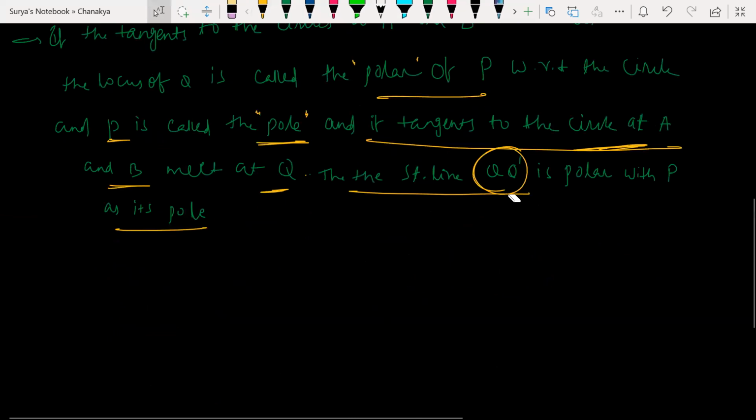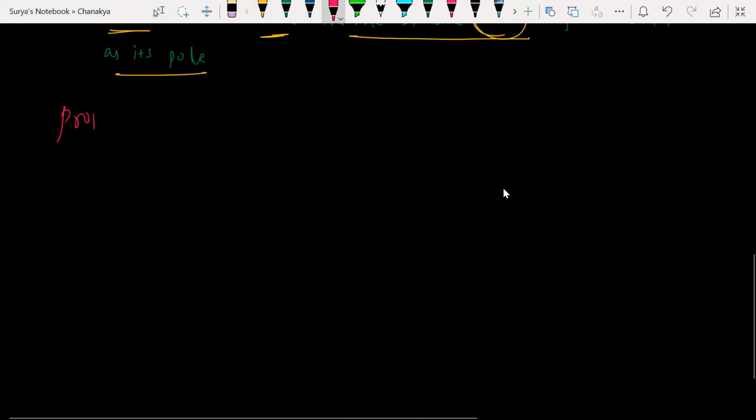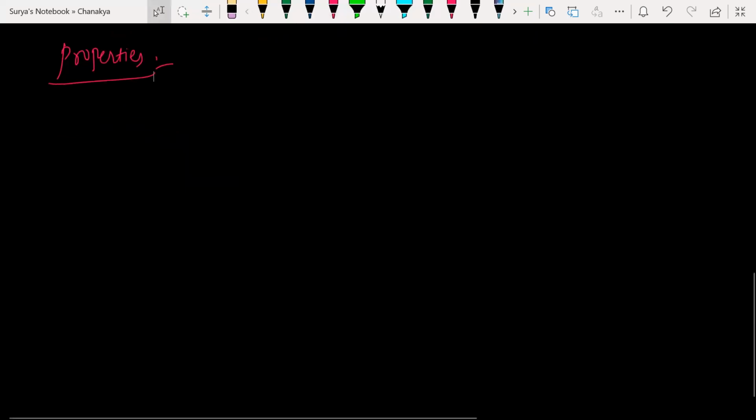Now after this you have properties. Basically, look, for the pole of a line you have a formula. You have basically two formulas over here. Look at this, let me write. First, you need to learn properties. What are the properties we have? Look at this. You write here: if the polar of P with respect to a circle passes through Q, then the polar of Q will pass through P.